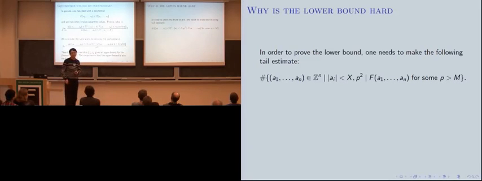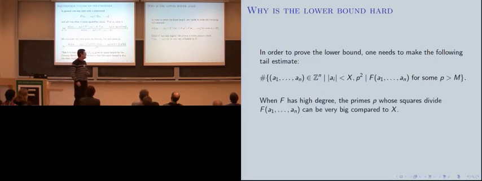All right, why is this difficult? This is difficult because each a_i can only go up to x. But if f has many variables, and if it has huge degree, then f of (a_1, ..., a_n) can take some very huge power of x. Well, it can be in a range that's a very high power of x. So the primes whose square divides it can also be really big.